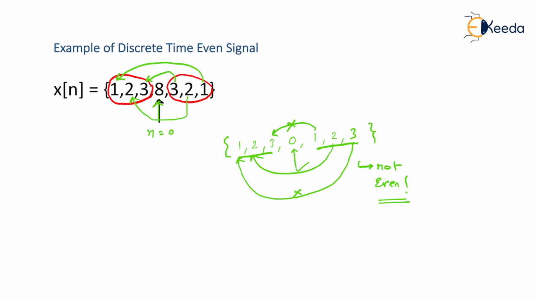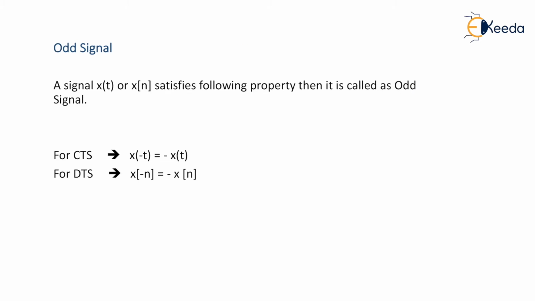Let us go and understand what is meant by an odd signal now. The odd signal definition is given here. A signal x of t or x of n, if it satisfies the following property, then it is called an odd signal. So let us see, for a continuous time signal, what is the property? If x of minus t is equal to minus of x of t, I can rewrite this. I'm shifting this negative sign here. So I can write minus of x of minus t is equal to x of t. When I have the same thing, then the given x of t signal is said to be an odd signal.